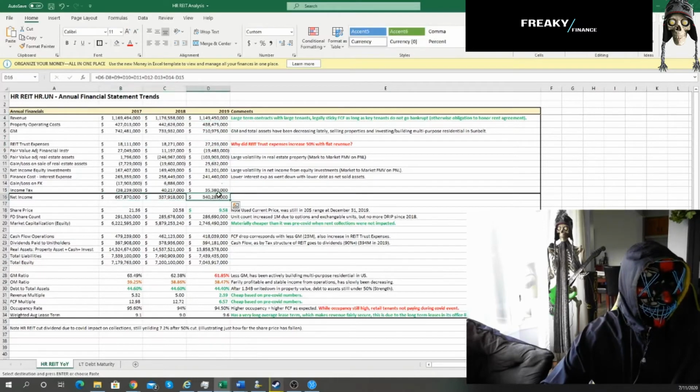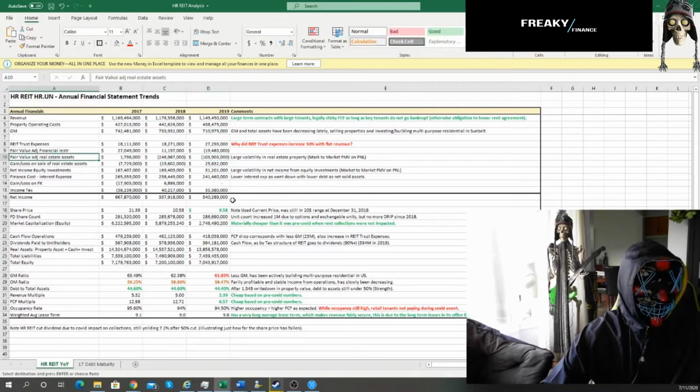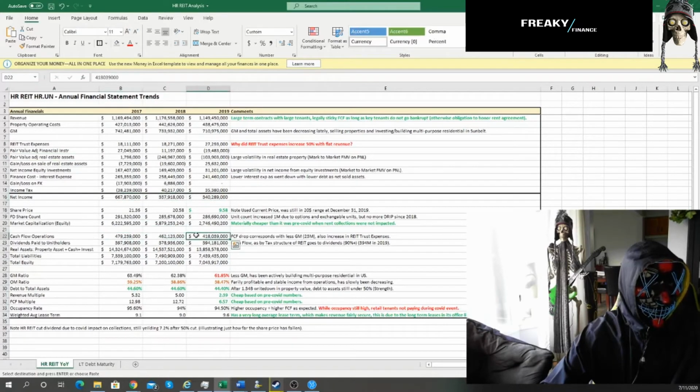Net income, really why it's so volatile here is due to all these fair value adjustments. So when you're a REIT, you have to mark to market your property, and that's a large part of your assets. And so you can see the fair value market adjustment is influencing the net income. That's why it's so volatile. Whereas the cash flow right here, cash flow from operations, is fairly steady. It was down in 2019, that's pre-COVID.